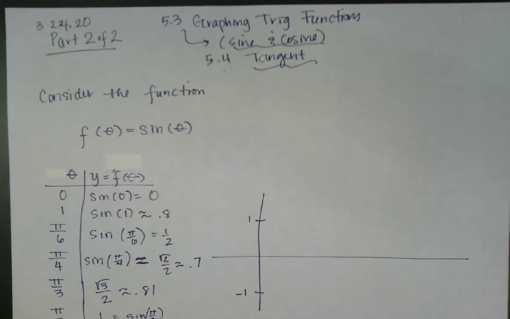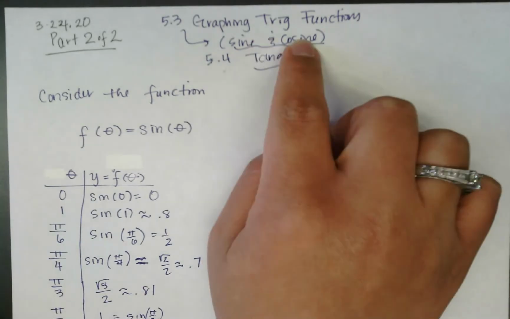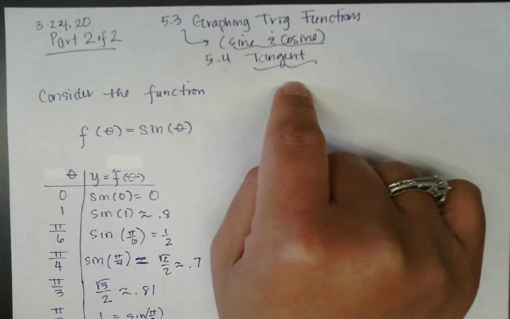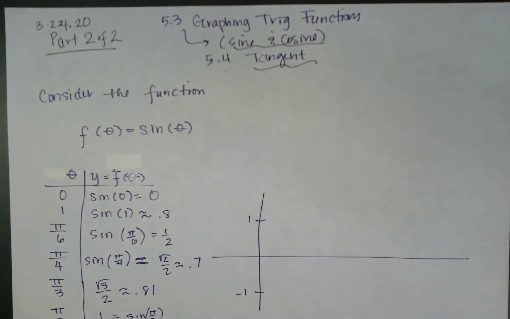Alright, so this is 5.3, graphing trig functions. 5.3 is sine and cosine, and 5.4 is tangent. So we're going to do as much as we can. The homework that's due Wednesday from this lesson is just sine and cosine, and then tangent will be later, but we'll get done what we can get done in this lesson and continue in tomorrow's lesson and Wednesday's lesson.